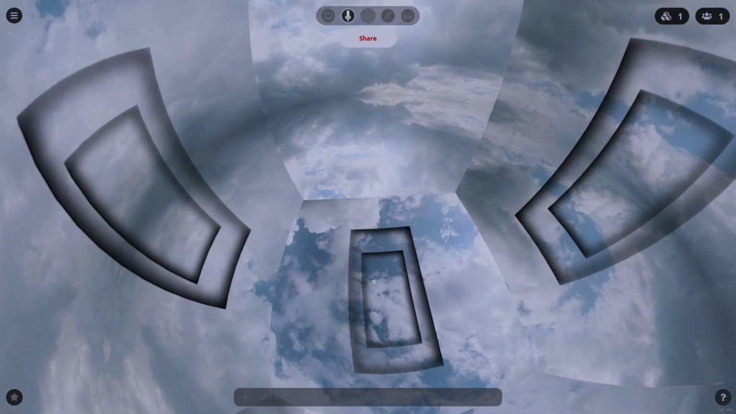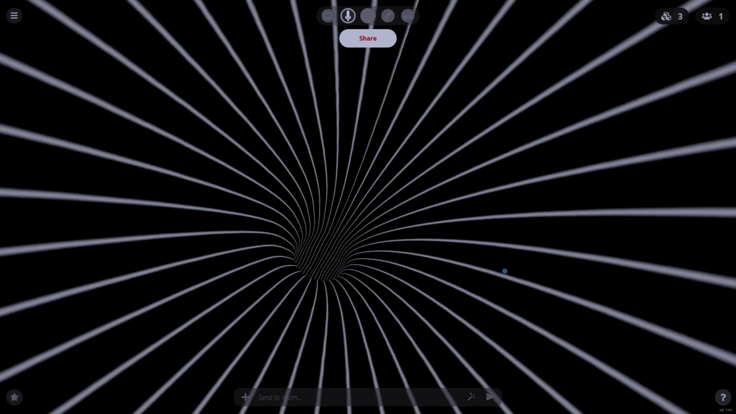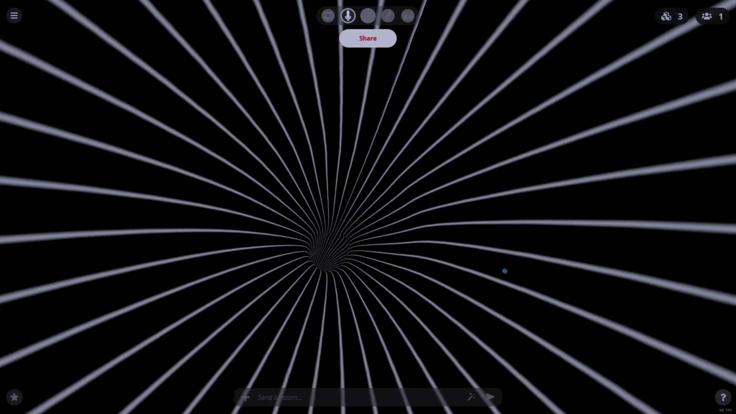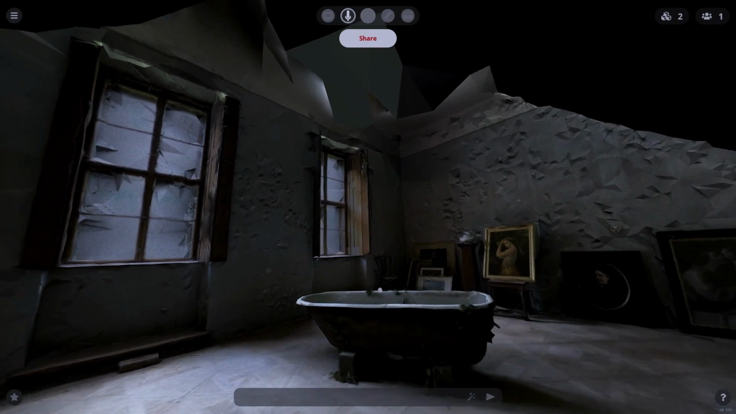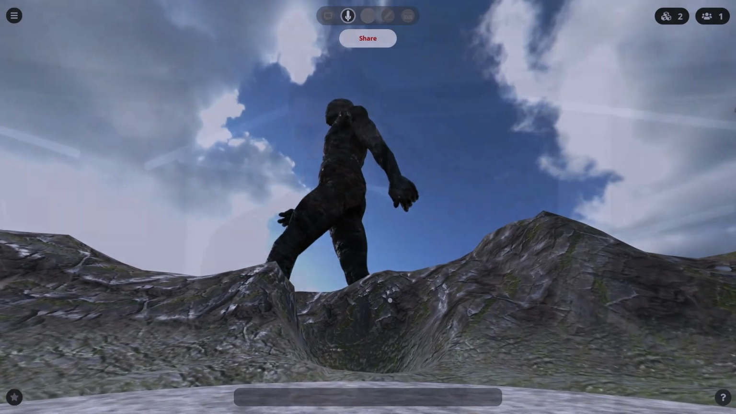And this is just one of the many possibilities that come around with the creation of digital art and the sharing of the experiences in digital art.